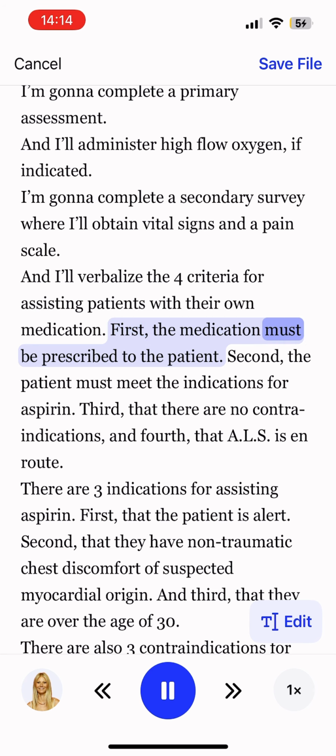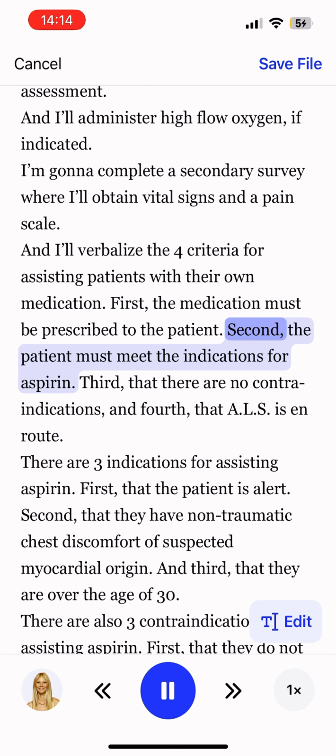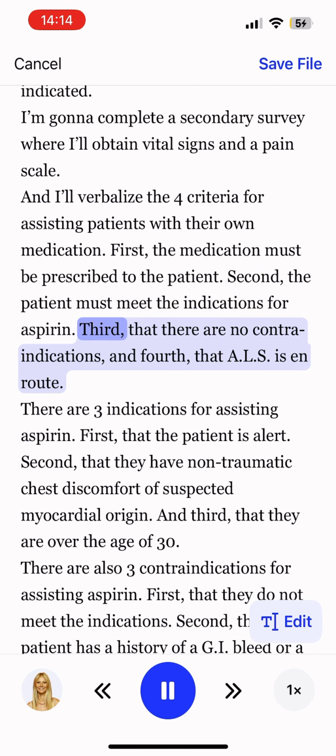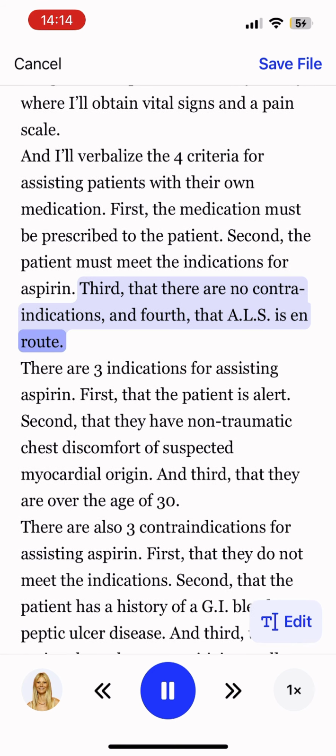First, the medication must be prescribed to the patient. Second, the patient must meet the indications for aspirin. Third, that there are no contraindications. And fourth, that ALS is en route.